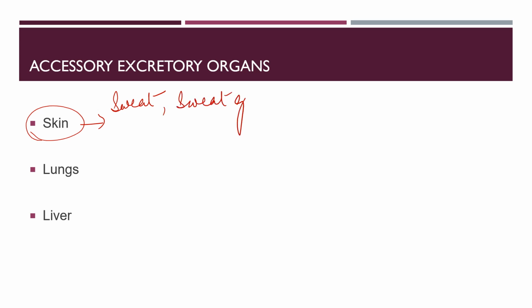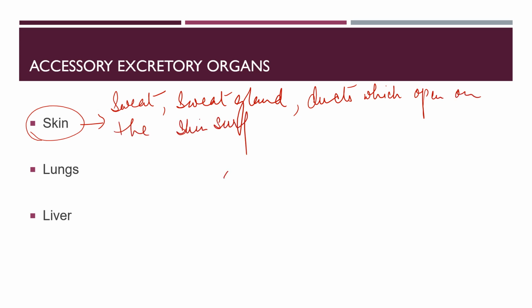Which are present on the skin. These sweat glands are located underneath the skin, and they have ducts which open on the surface of the skin. And what are they excreting? They are excreting traces of water, salts, and urea and uric acid. So these are the things which are excreted from the skin.